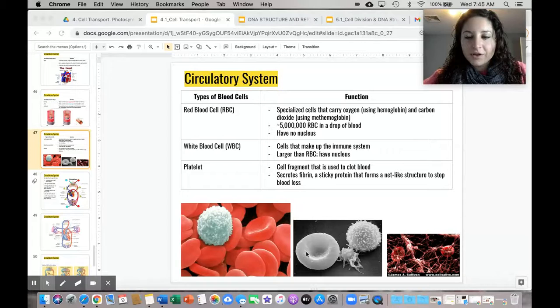In this picture over here, this would be a red blood cell. It's a black and white picture. So this is your red blood cell. This is your white blood cell. This is what a platelet would look like. And then this is what platelets in action look like.